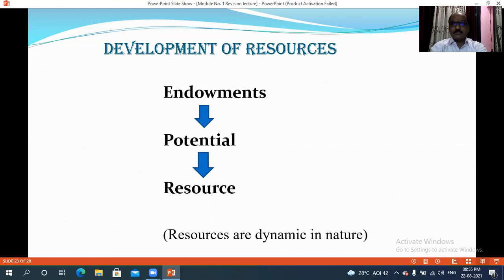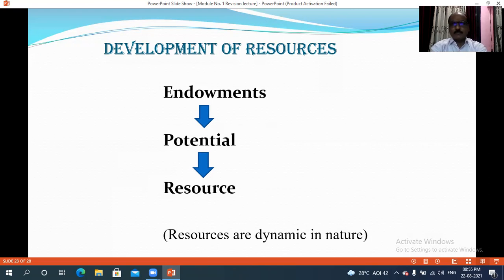These are the things which are available in the environment, but the human population does not know about those things, and because of that, he is not able to use them from the environment. So that is called endowments. These are just available. Then potential.